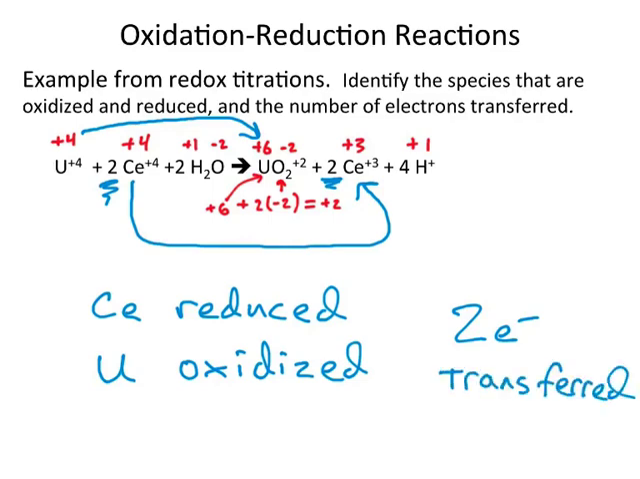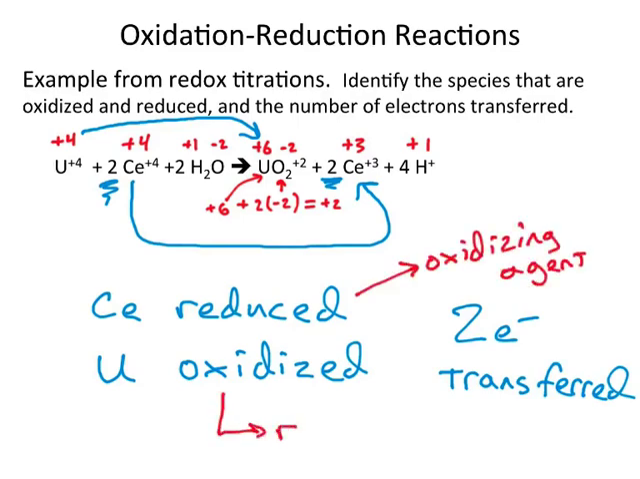Perfect. And while the problem doesn't ask for it, let's be complete here. And since cerium is reduced, that means cerium is the oxidizing agent. And the uranium is oxidized, which means it's the reducing agent. All right, and that's how you work with a reduction-oxidation reaction.